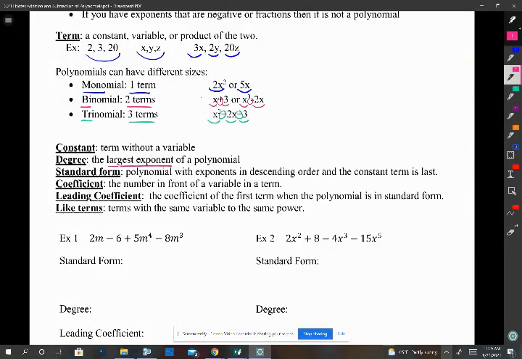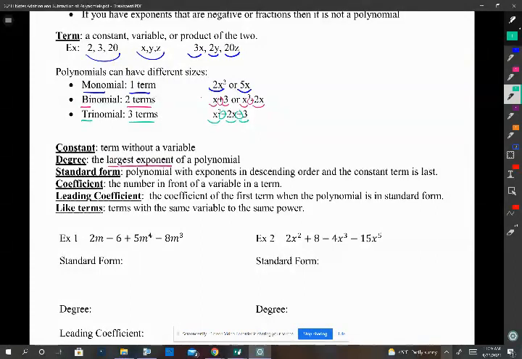All right, the coefficient is the number in front of a variable in a term, and then the leading coefficient. And so I want you to think of those two pieces as a little bit different. The coefficient is the number in front. So if I was looking at the monomial, the coefficient would be 2 because it's the number in front, or it would be 5. Those are just the coefficients. If I look up above, my coefficients would be 3 or 2 or 20.